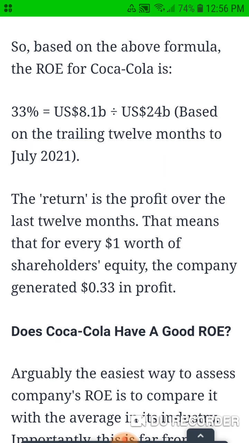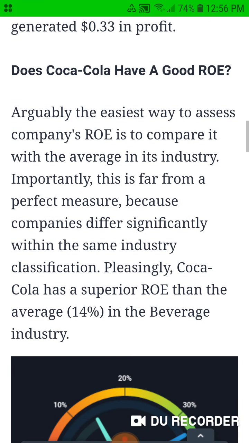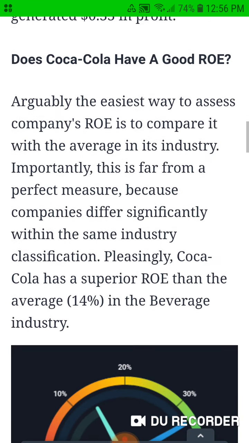Excuse me, 1.8 billion divided by the 24 billion based on the 12-month earnings of this quarter, and the return on profit in the last 12 months is a dollar for every 33 cents of profit. So now that we have that, sorry, I wanted to go through it again because I use that formula to compare companies. So does Coca-Cola have a good return on equity?